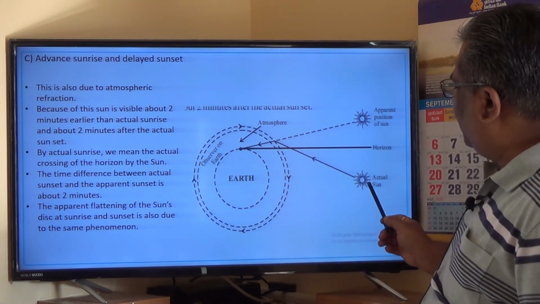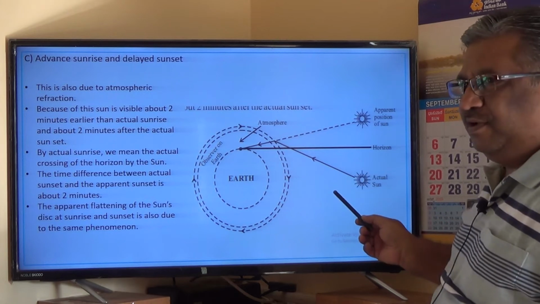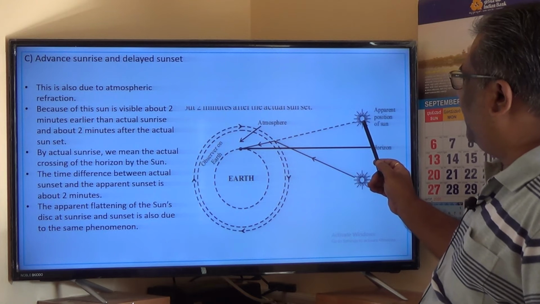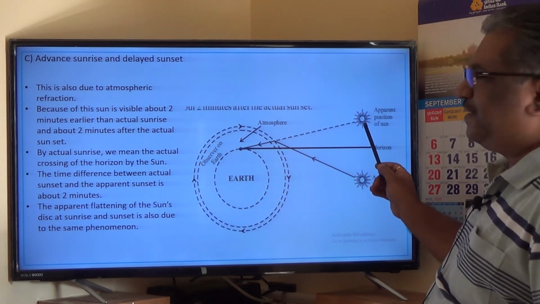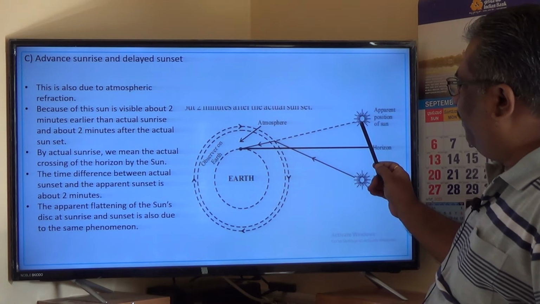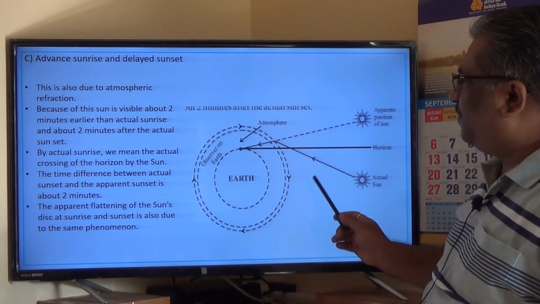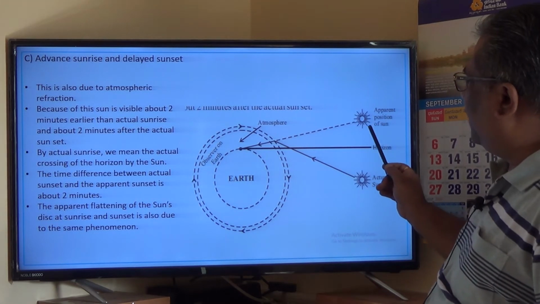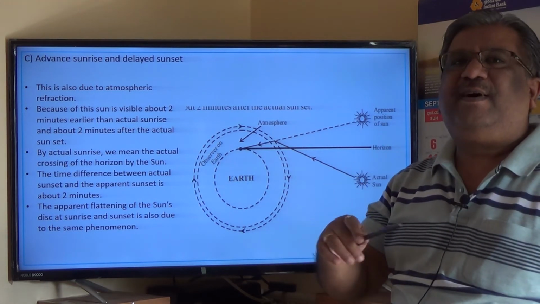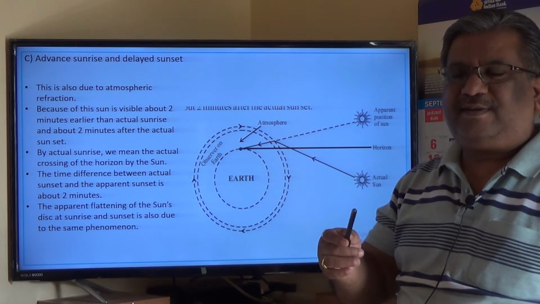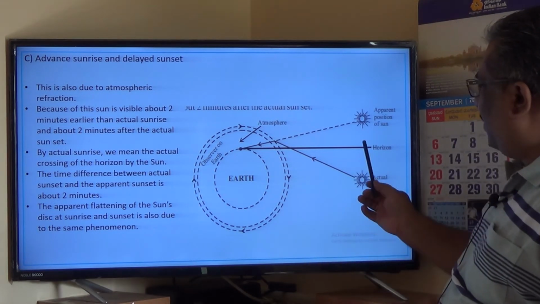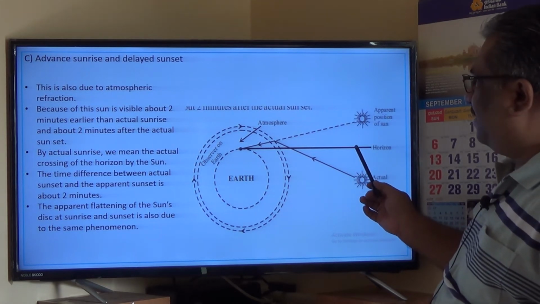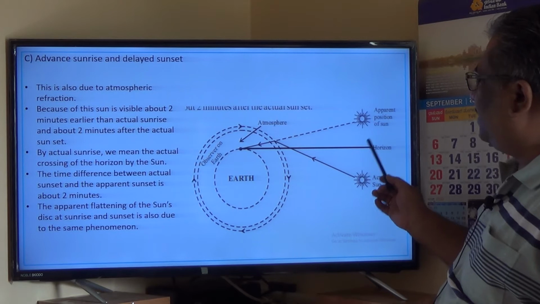But here, has the sun crossed the horizon? No. Actual sunrise has not taken place. But already sunrise has taken place due to the apparent position of the sun over here. We see the sun over here, and this is due to atmospheric refraction. That means the apparent position of the sun is advanced sunrise. Is it not advanced sunrise? Sun has not crossed, but still the sun appears to have crossed the horizon, and therefore this is advanced sunrise.